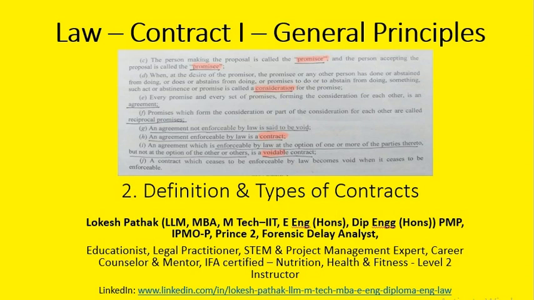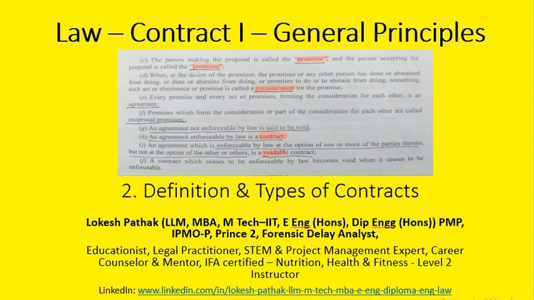Now after 2F we'll go to 2G, H and I, which are very important sections, because 2G defines what is a void agreement, 2H defines what is a valid agreement, and 2I defines what is a voidable agreement. So we'll see the difference between them when we discuss the types of contract. But before that, we should go into what a contract is. So instead of going to 2G after 2F, we have to go to 2H, because 2G defines a void agreement while 2H defines a valid agreement.